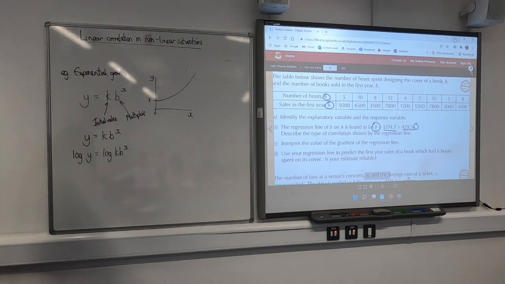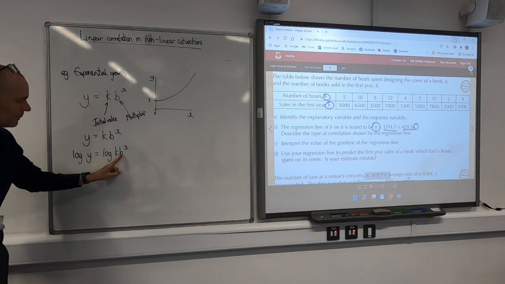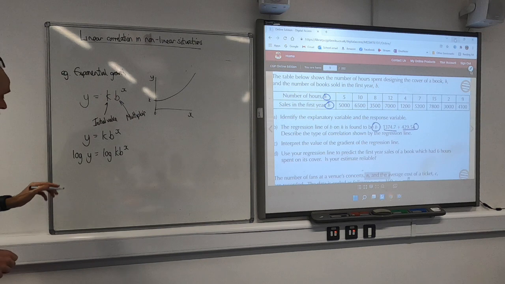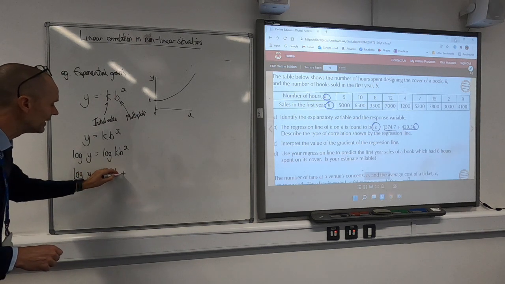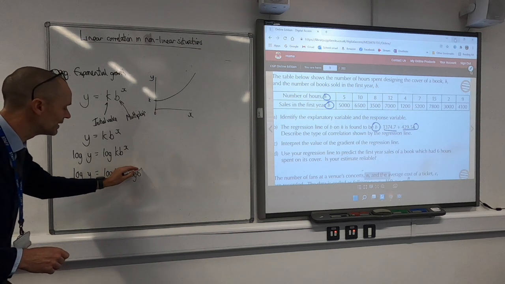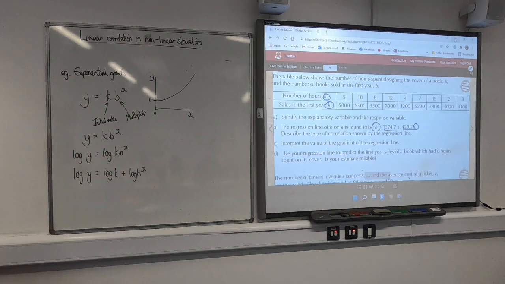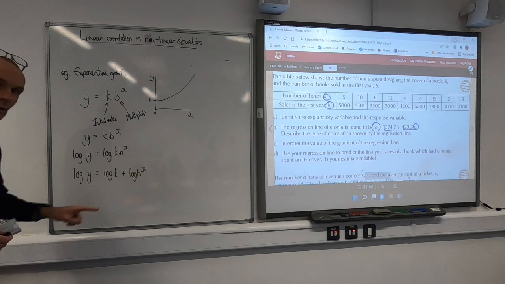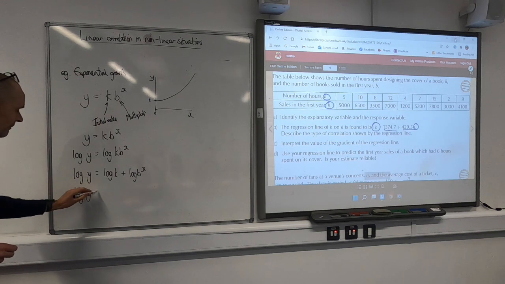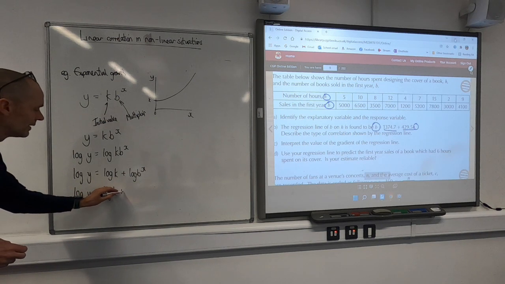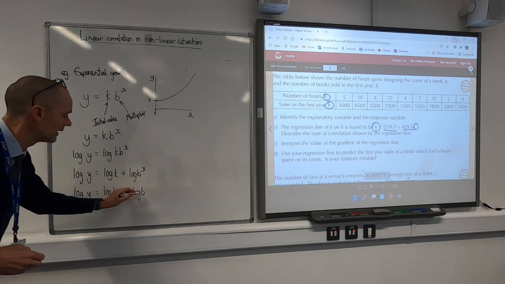Now on the right-hand side, I've got k multiplied by b to the power of x. I can use the first log rule to split that up, because I know that log a plus log b is the same as the log of a times b. So I can use that rule in reverse to write that. And then I can use the third log rule to do that.